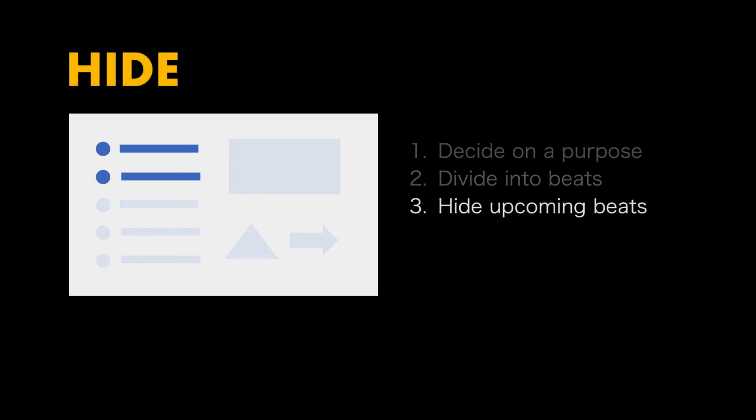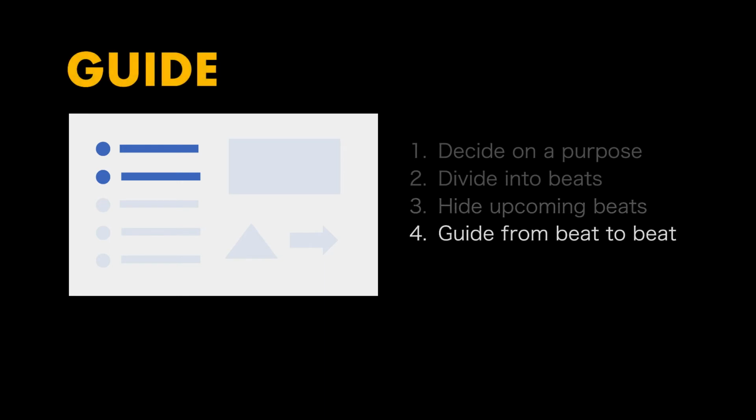Next, hide everything that's upcoming. Just show the one that you're going to present right now. Step four is guide them through the remaining beats one by one, right? So as you're presenting, you show them the beat that is related to what you're saying next.